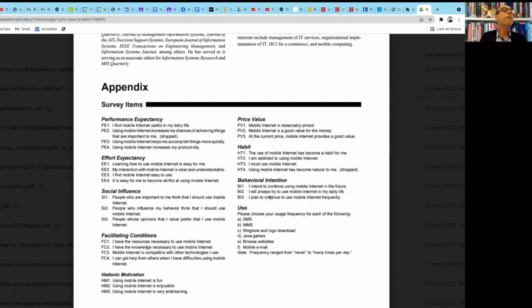We are working on a technology that does not exist. So then we have to adapt the questions and can say, I intend to use delivery drones in the future, or I will try to use delivery drones in my daily life, and I plan to use delivery drones frequently.